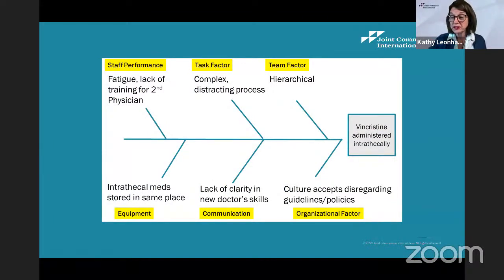So phase 1 and 2, we talked about identifying what happened. Phase 3, figuring out why it happened. Phase 4, we're going to talk about how we can prevent this from happening again.